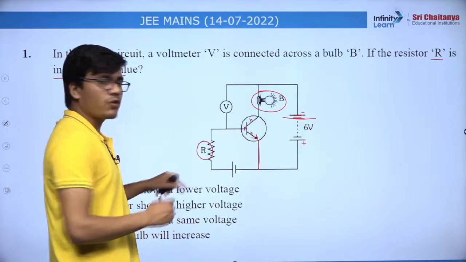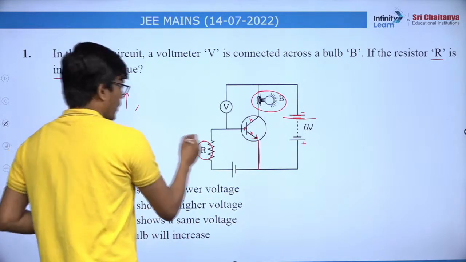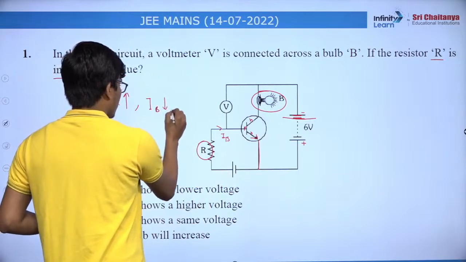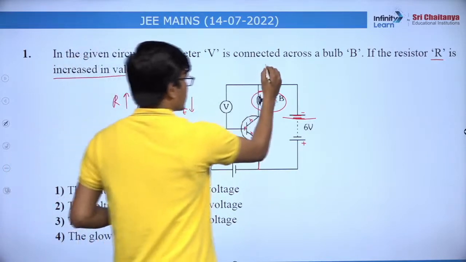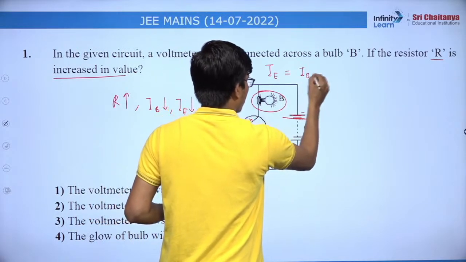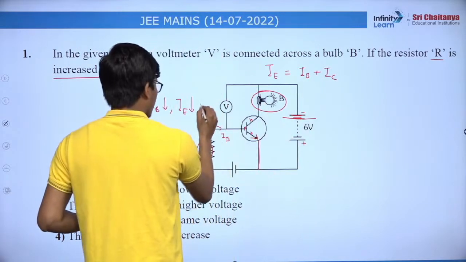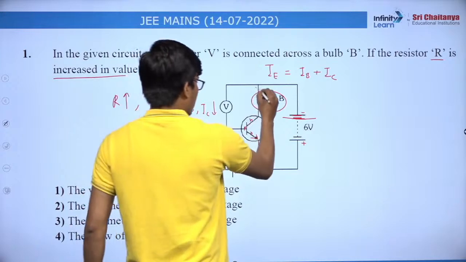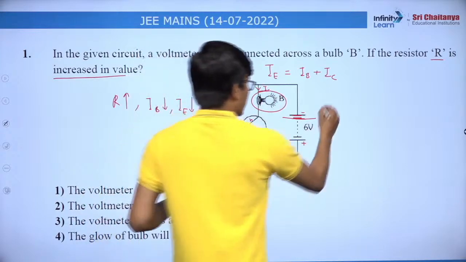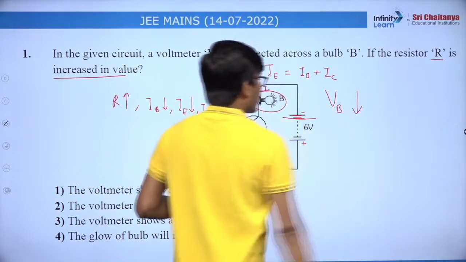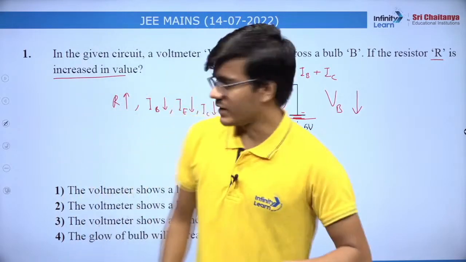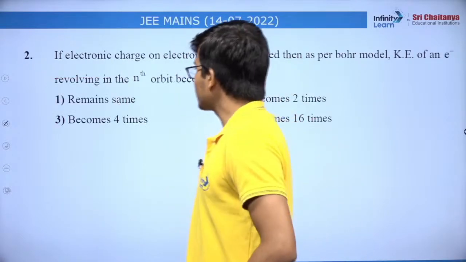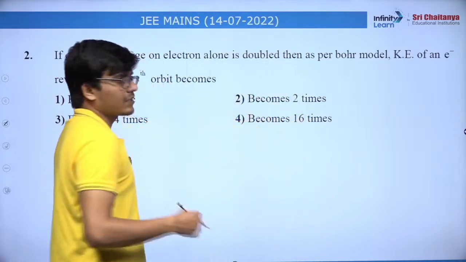If you increase the value of R, whatever the base current IB is, that will reduce. In the same way IE will reduce, and IE is equal to IB plus IC. So if IE is decreased and IB is also decreased, the collector current will also decrease, so the current in the bulb will decrease. That is why the potential difference across the bulb will decrease, so the reading of the voltmeter will decrease. The voltmeter shows a lower voltage. That is the right answer.